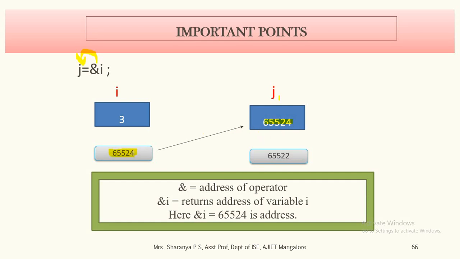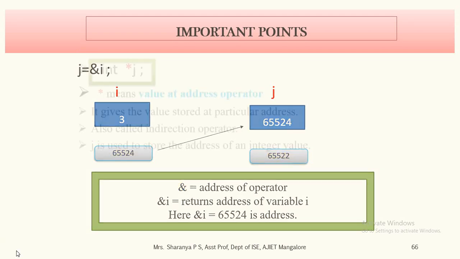And what is the memory location of this J? J will have some other memory location. But the content of J is nothing but the address of this I variable. So, in order to refer to the address, we are using one special operator that we call the address of operator. Here we use address of I, which will return the address of the variable I. Suppose if I mention address of A, then A variable's address will be returned. This is what we refer to as address, which is nothing but 65524.